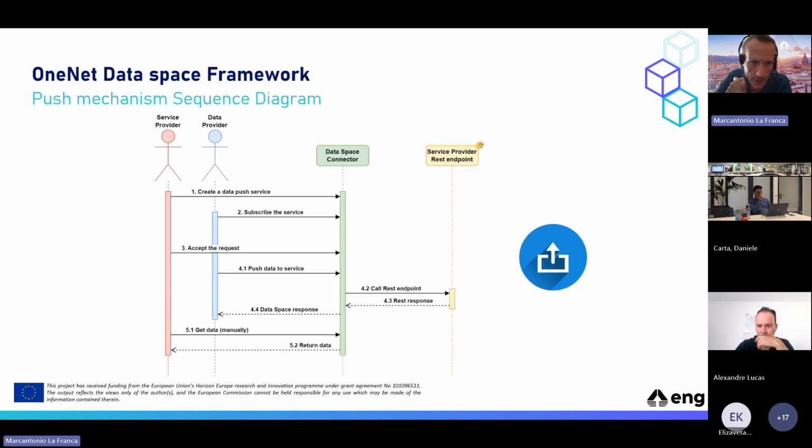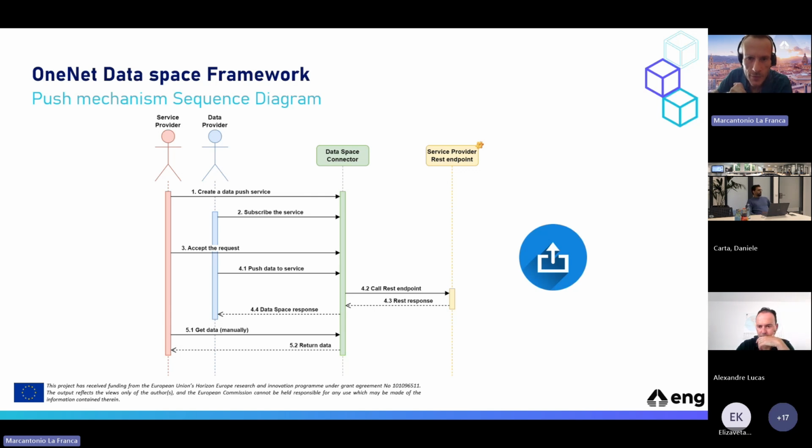In this simple flow diagram, we can see the first step done by the service provider, who can create a new data push service. In step 2, the data provider will see the provided data in it, so they should create a new subscription by choosing a push service from the service list.